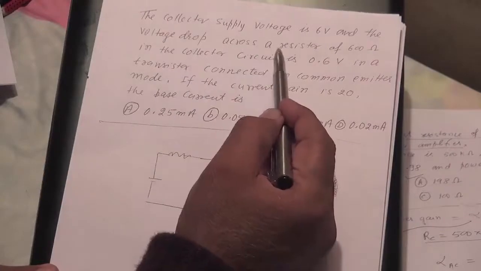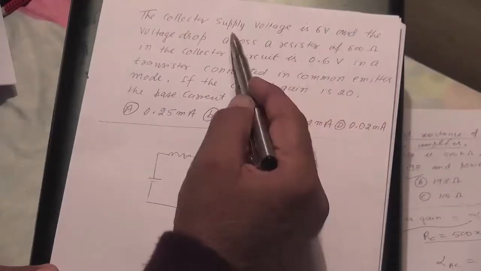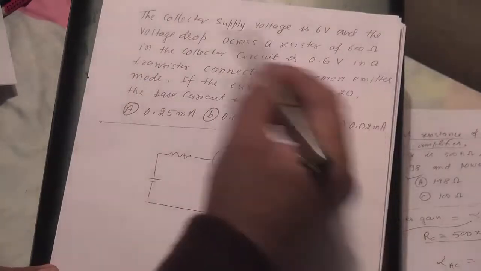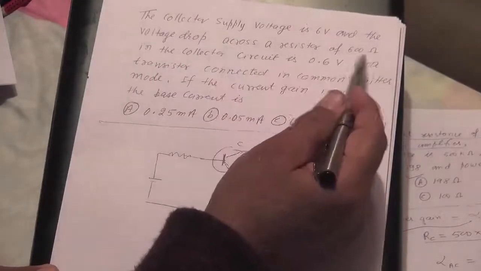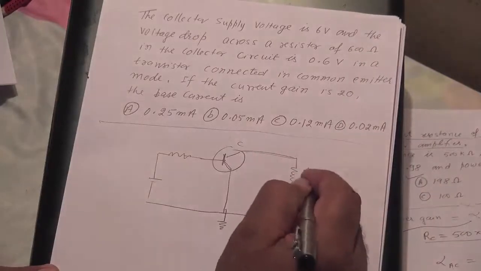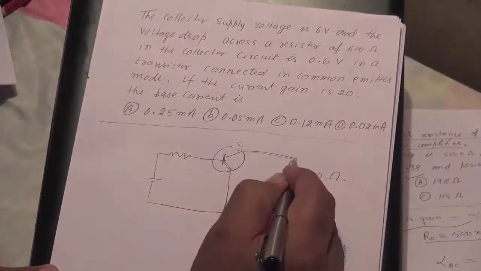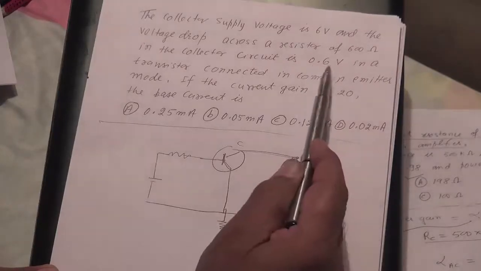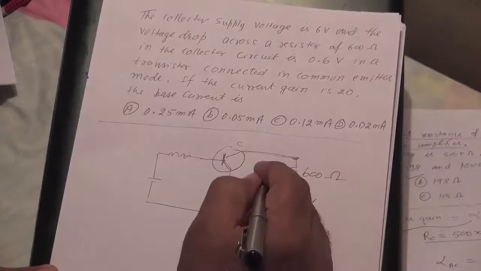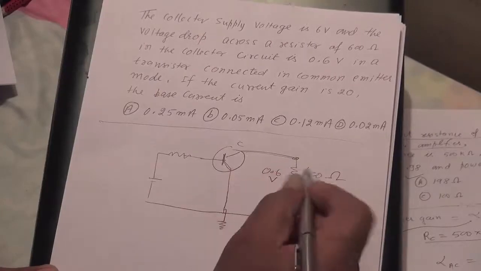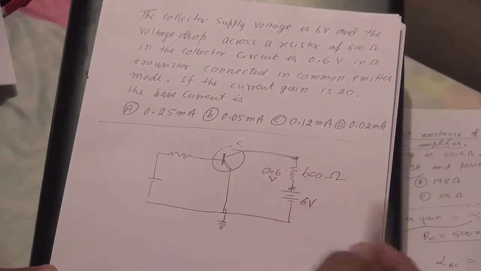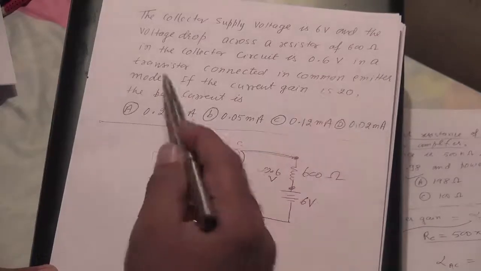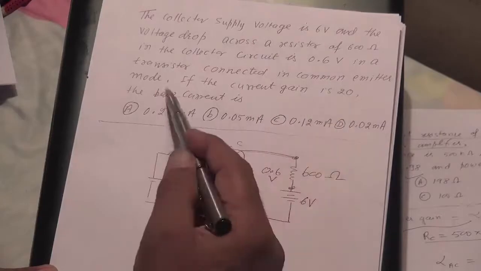Voltage drop across this 6 volt. Where is this 6 volt? Supply voltage, 6 volt. The voltage drop across a resistor of 600 ohm, voltage across this 600 ohm is 0.6 volt, from here to here. The voltage drop across 600 ohm is 0.6 volt in a transistor connected in common emitter mode.